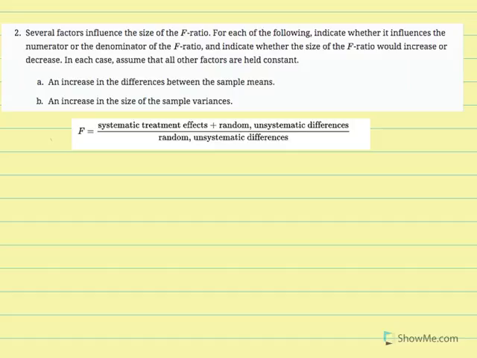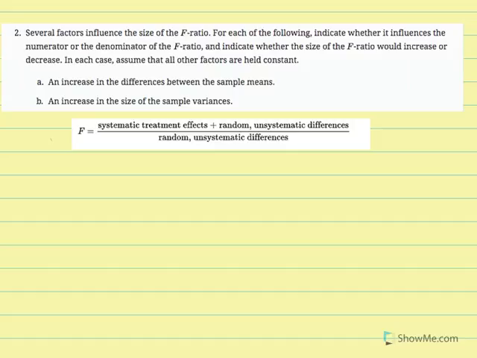Number 2, several factors influence the size of the F ratio. For each of the following, indicate whether it influences the numerator or the denominator of the F ratio, and indicate whether the size of the F ratio would increase or decrease. In each case, assume that all other factors are held constant. A, an increase in the difference between sample means.